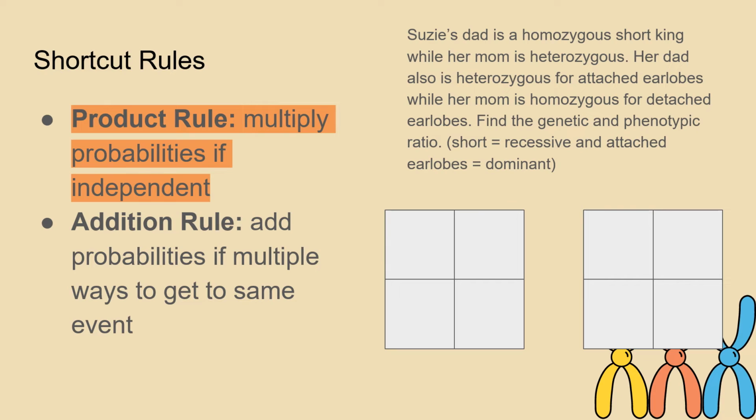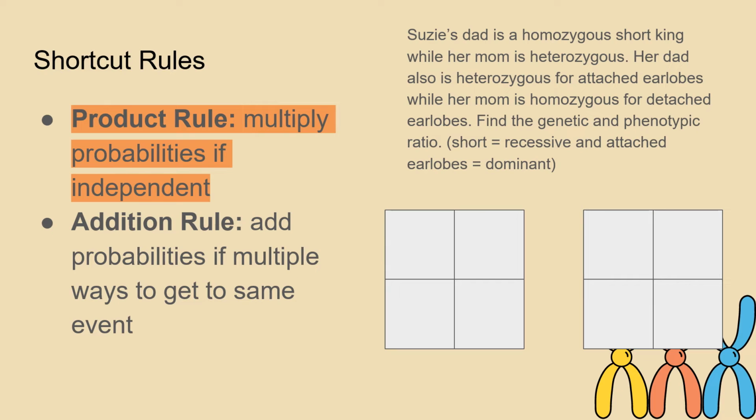So for the first example, Susie's dad is a homozygous short king, while her mom is heterozygous. Her dad also is heterozygous for attached earlobes, while her mom is homozygous for detached earlobes. Find the genotypic and phenotypic ratio. And they tell us that short is recessive and attached earlobes are dominant.